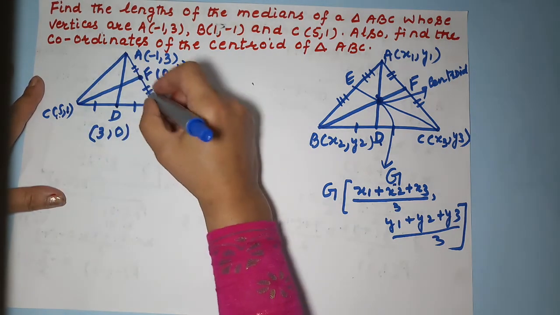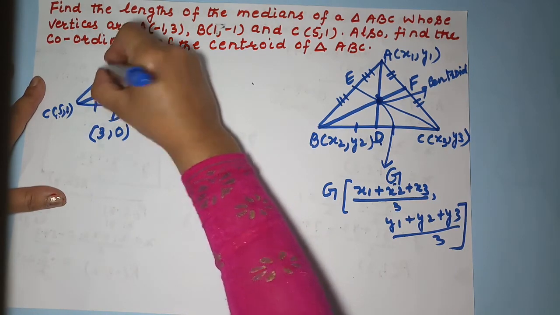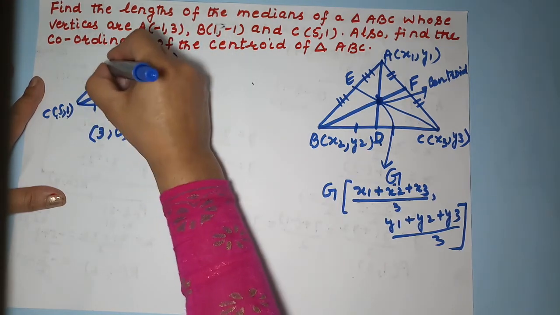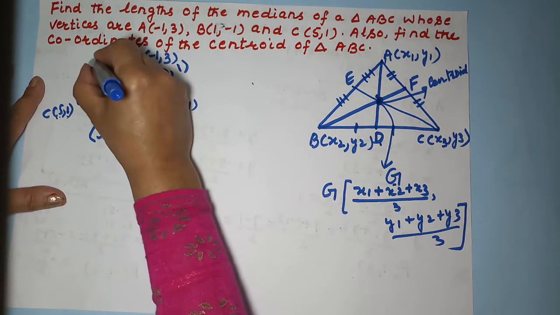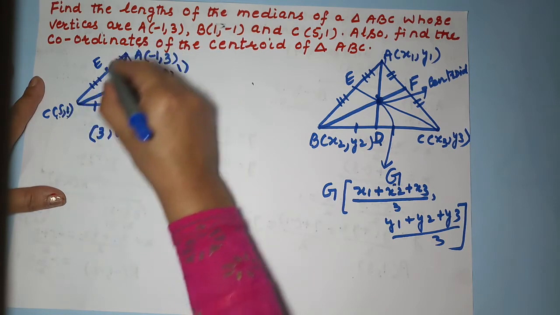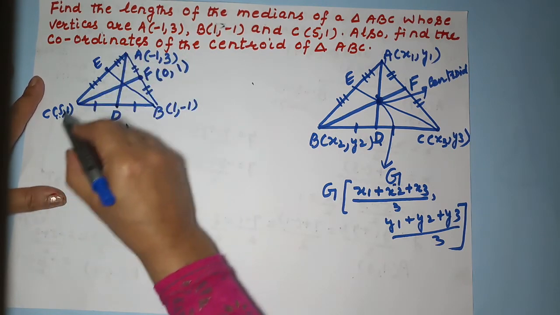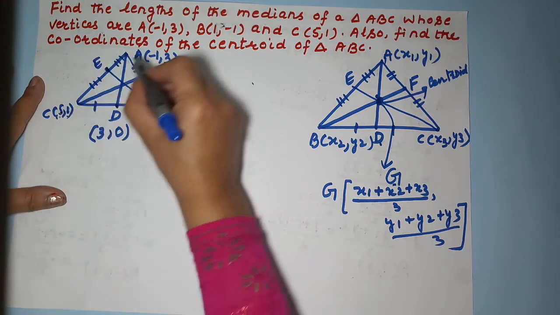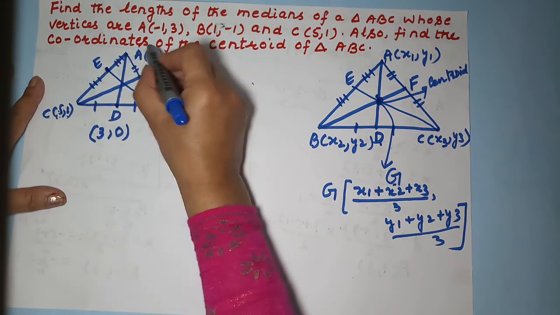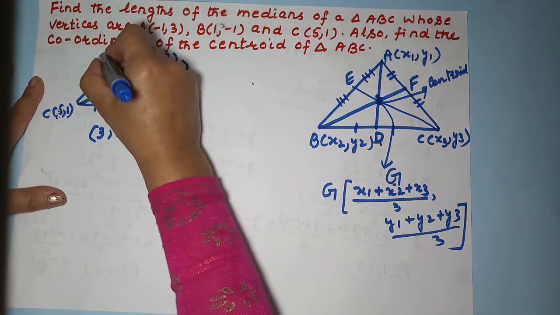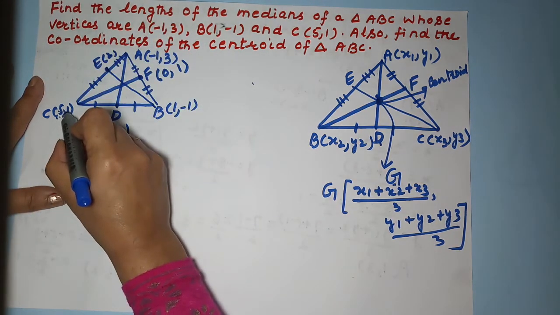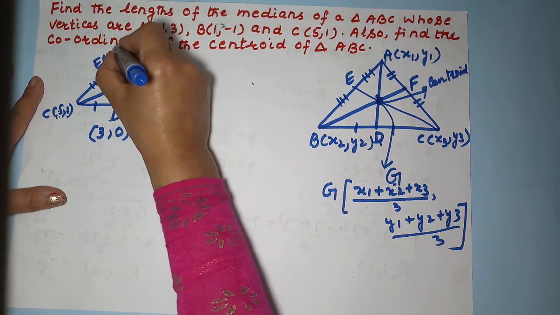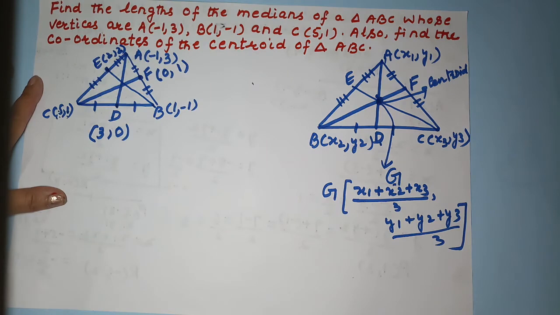Now, if I drop a median from this side to AC, it will divide it into two equal parts. Then E becomes the midpoint of this line AC. How do I calculate the coordinates of E now? It will be (x1 plus x2) by 2. 5 minus 1 is 4, 4 divided by 2 is 2. And 1 plus 3 is 4, 4 divided by 2 is 2. I got the coordinates of this as (2, 2).